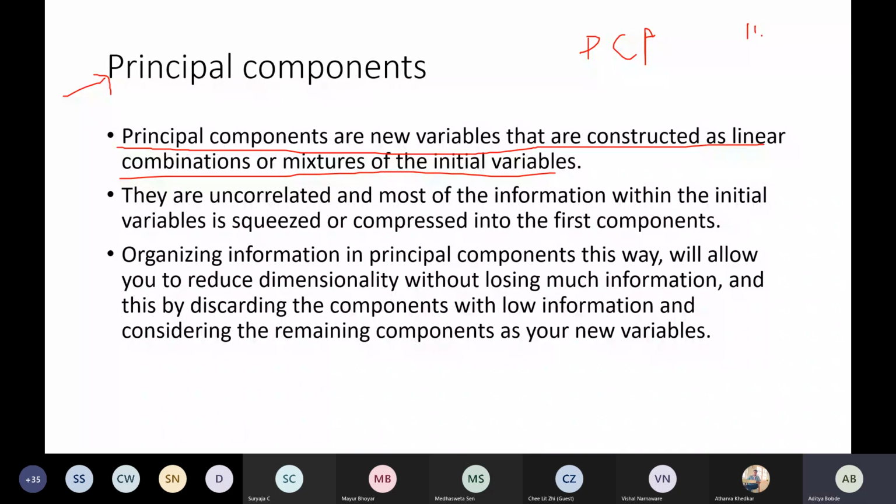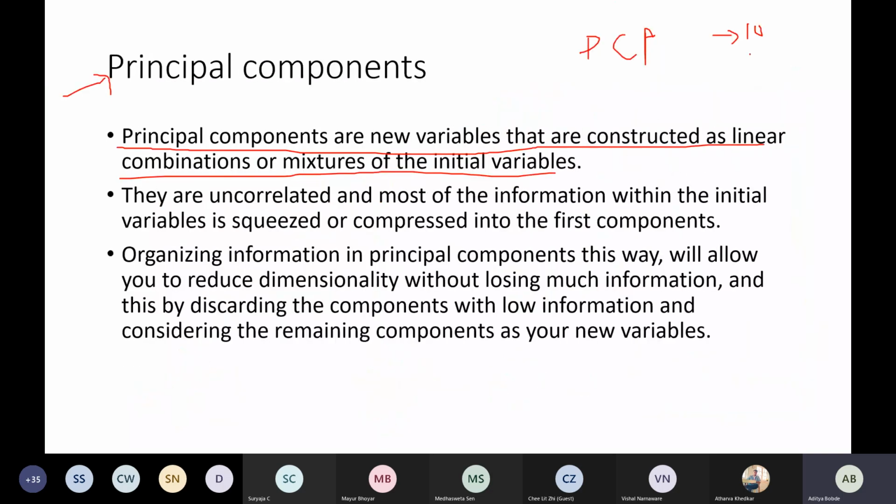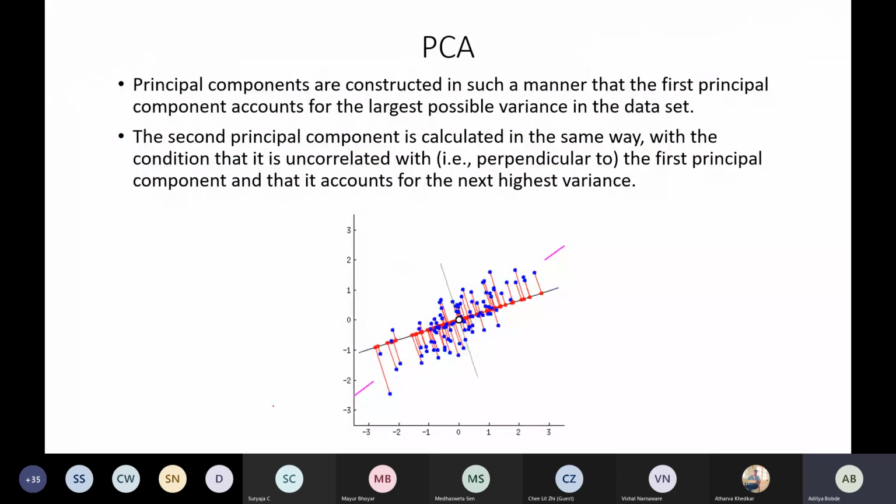Earlier we were having 10 different variables, and now I'm generating 10 new variables using combinations of these 10 variables. Suppose I'm using the first and fourth features, the third and sixth features. I'm generating 10 new features, and I'm taking care that these are all uncorrelated, and most of the information lies within the first component. Don't need to worry about it. After calculating the eigenvectors, we are arranging them in order of their values. Just see the visualization.